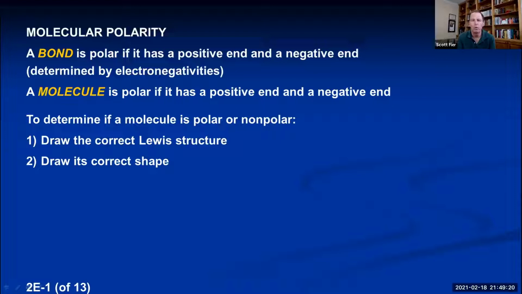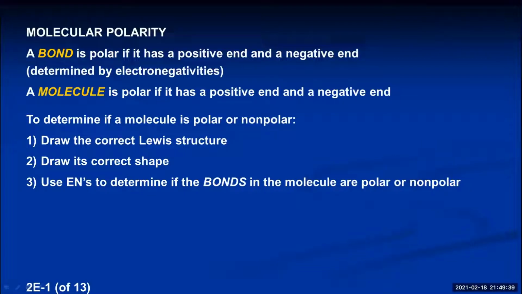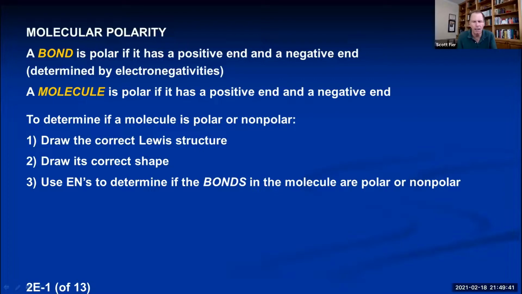Once you've drawn the molecule in the correct shape, then we're going to start analyzing every single bond in the molecule, and we're going to have to answer whether the bonds in the molecule are polar or nonpolar. How do we do that? We use electronegativities. So you're going to use electronegativities to determine if the bonds in a molecule are polar or nonpolar. And this is determined by just taking the electronegativities of the two atoms that are bonding and subtracting them. If you subtract the electronegativities and the answer comes out 0, that means they have equal attraction for the shared electrons, and that would be a nonpolar bond.